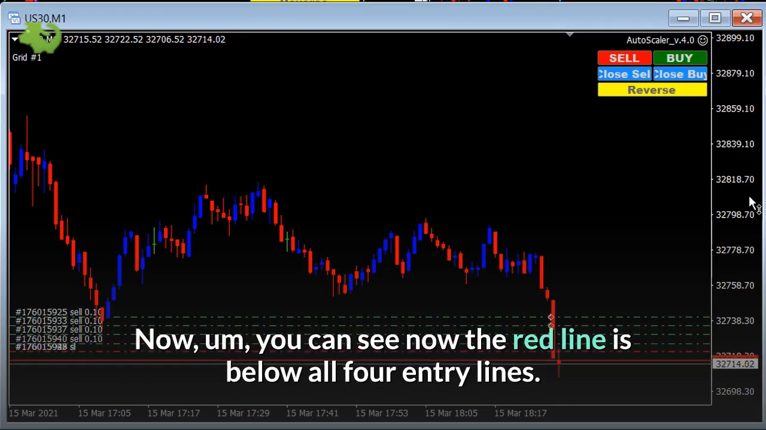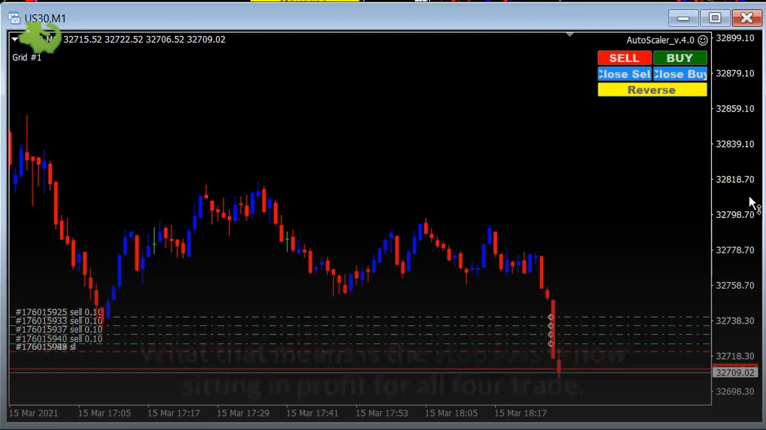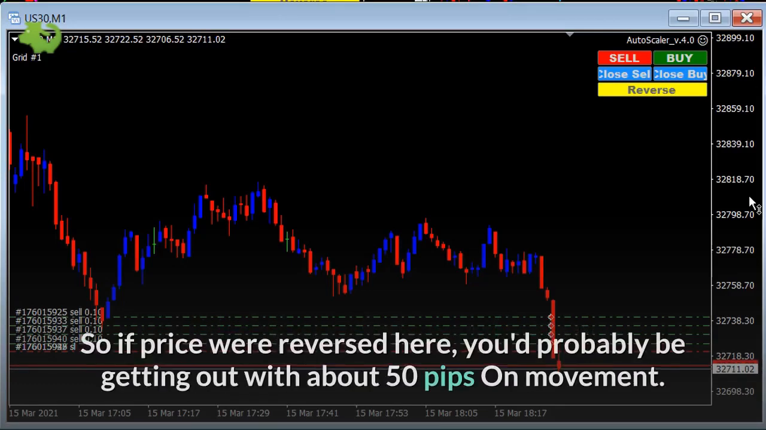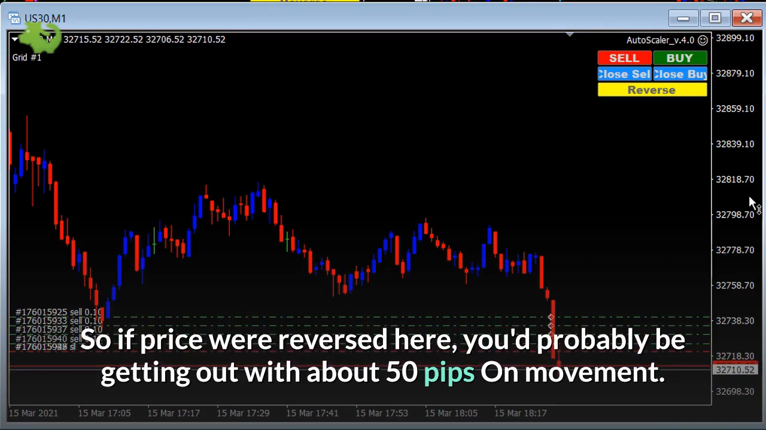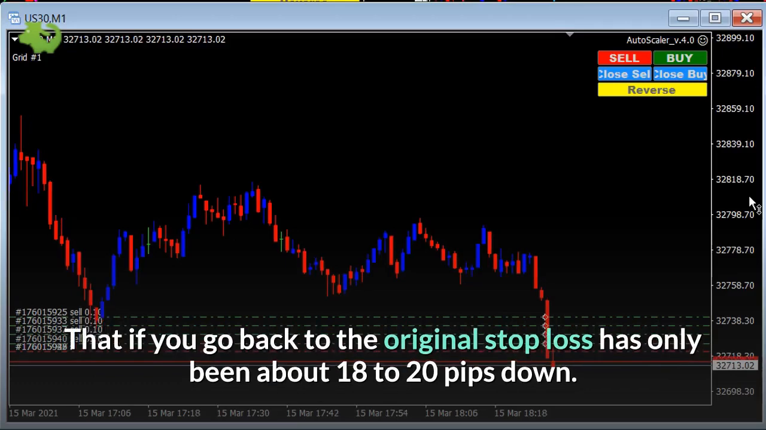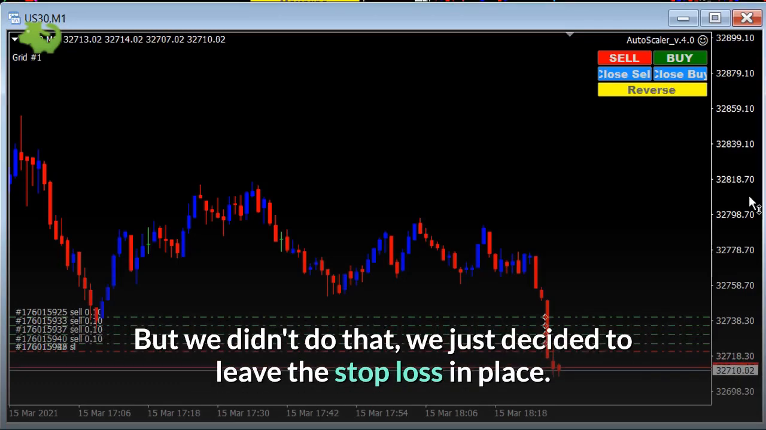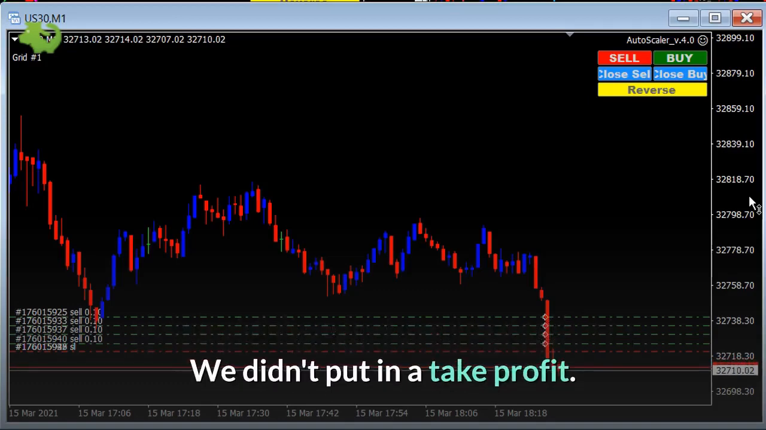Now, you can see now the red line is below all 4 entry lines. What that means is the stop loss is now sitting in profit for all 4 trades. So if price were to reverse here, you'd probably be getting out with about 50 pips on movement that, if you go back to the original stop loss, has only been about 18 to 20 pips down. But we didn't do that. We just decided to leave the stop loss in place. We didn't put in a take profit.